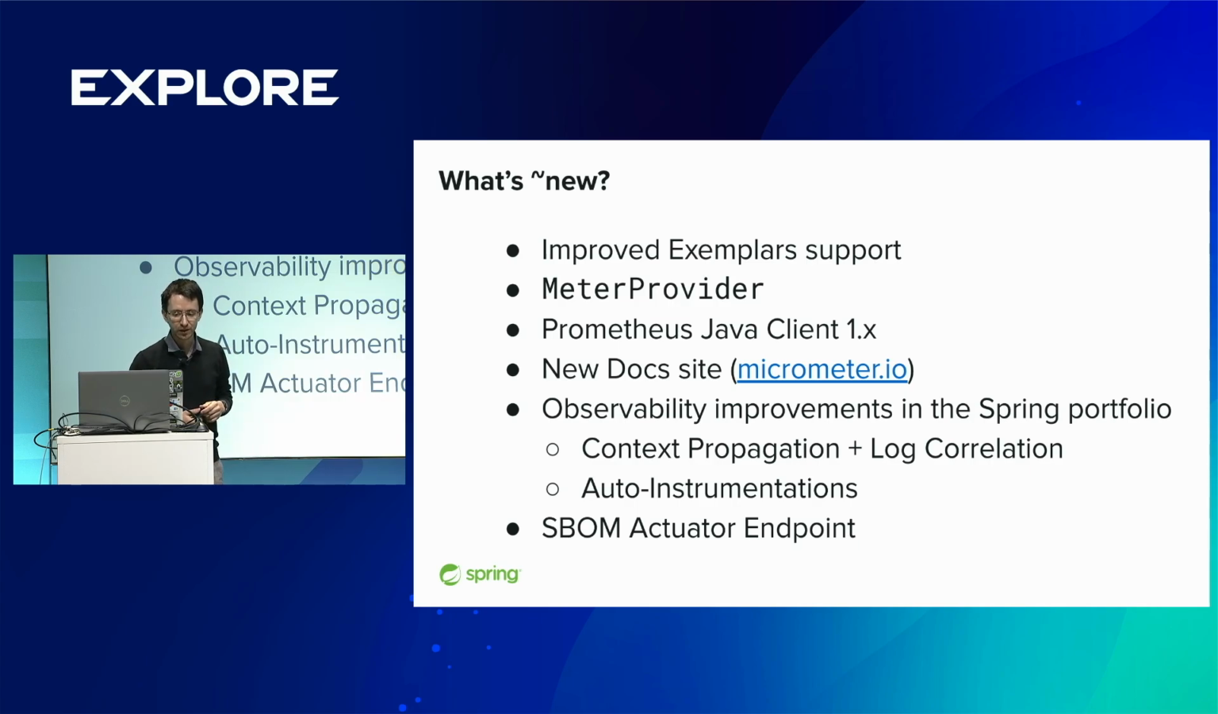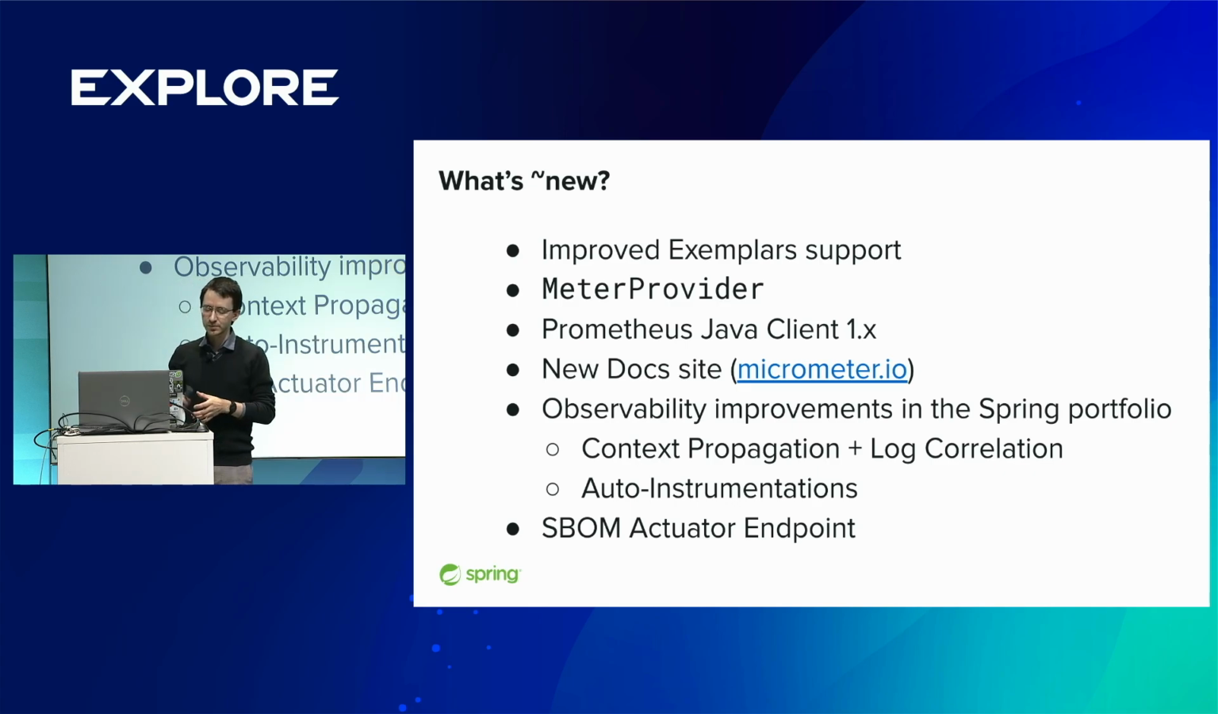It's pretty simple. We also have a doc site. It's pretty new. It has new search capabilities. You can check it out on micrometer.io. And we also have a bunch of observability improvements in the Spring portfolio, mostly for context propagation, auto instrumentation, and for correlation. Spring Boot also shipped a new feature in the latest release for an SBOM actuator endpoint.